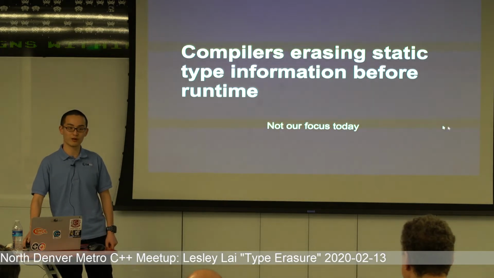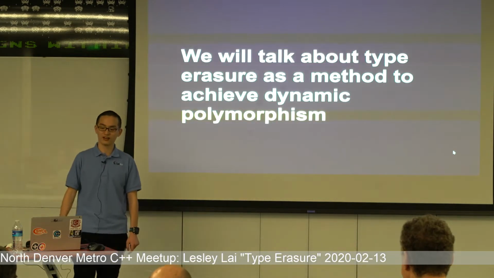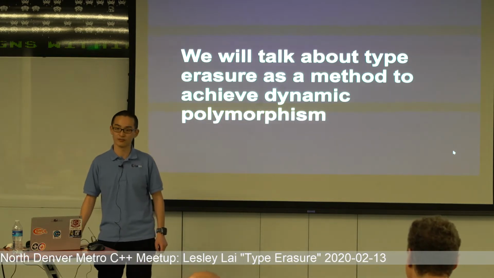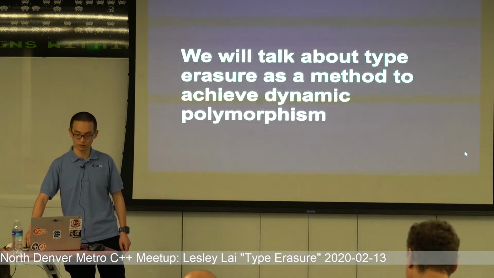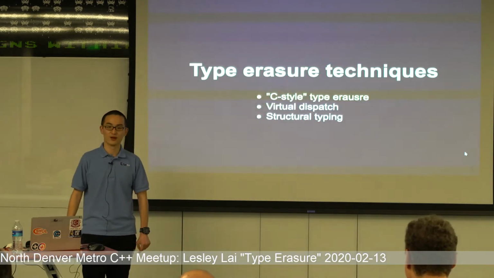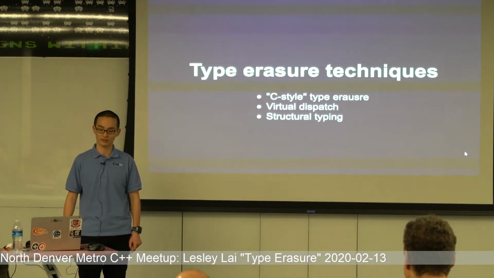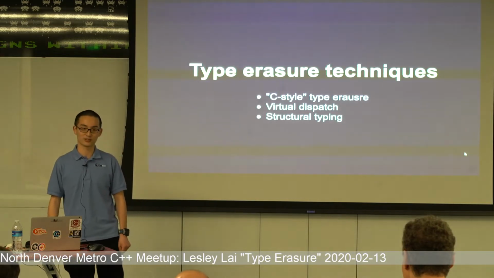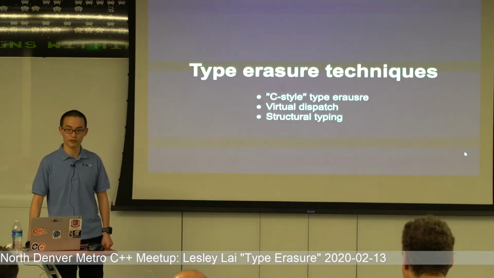And if you search Wikipedia for what is type erasure, then this is what you get. However, we will talk about type erasure as a method to achieve dynamic polymorphism, because that's what the C++ community usually calls type erasure. So I will talk about several type erasure techniques. There are others, but in C++ one is so-called C-style type erasure, which is basically a cast, and the other is virtual dispatch. The third one is structural typing, and that's what I will focus most of the time on.